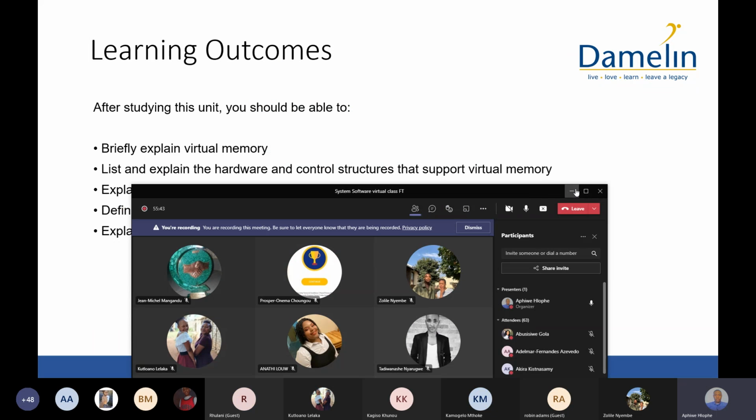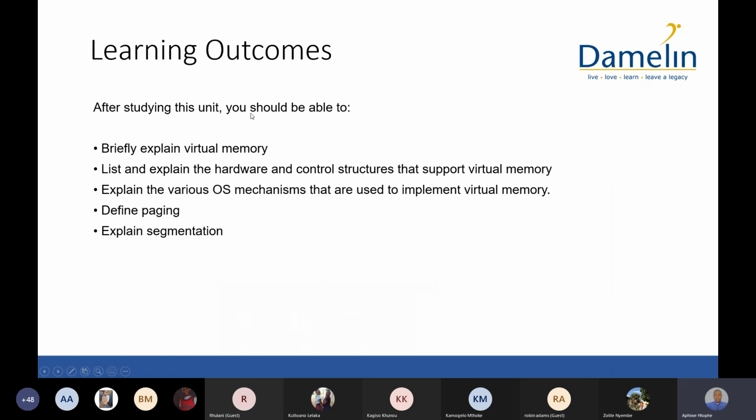Okay, so in Unit 4, we cover the following learning outcomes. Briefly explain virtual memory, list and explain hardware and control structures that support virtual memory, explain the various OS mechanisms that are used to implement virtual memory, define paging, and explain segmentation.